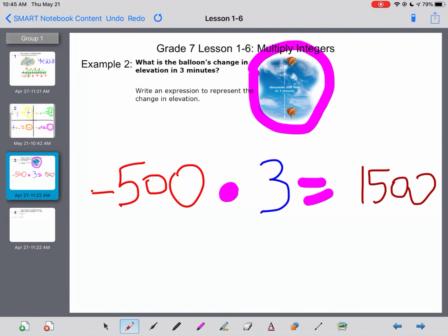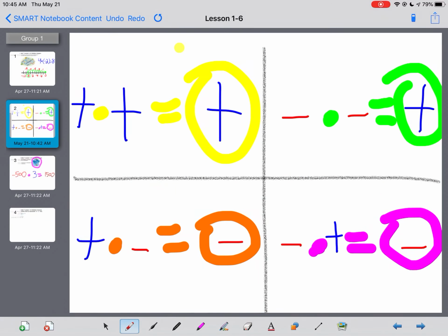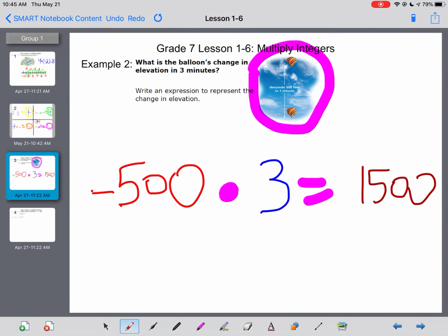But remember, this is the same as this one right here. It's a negative times a positive number, so that equals a negative answer. So my final answer is negative 1,500 feet. It's going to drop in 3 minutes, which is a lot. Negative 1,500 feet.